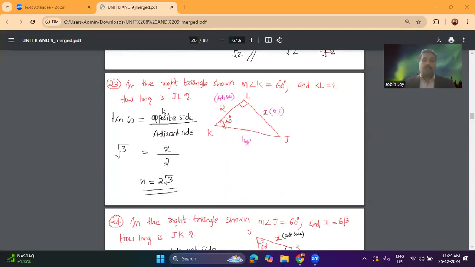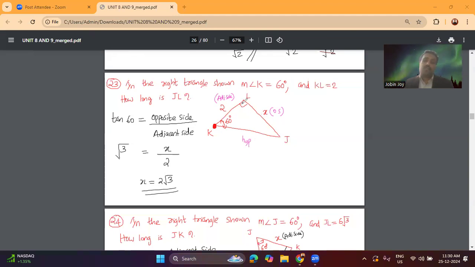Question number 23. In the right triangle shown, angle K is equal to 60 degree. This is angle K, which is 60 degree. Then KL means this length, and this length is equal to 2. You have to find JL.